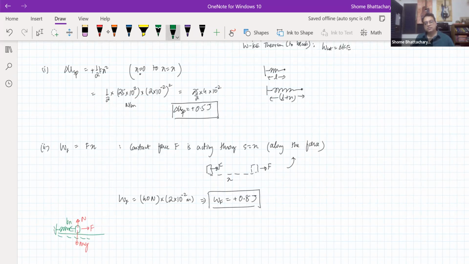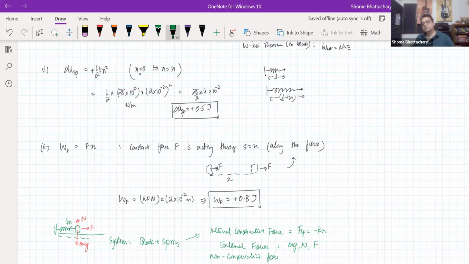Okay. So if we take the system as the block plus spring, in that case, what is happening? The internal conservative force is only one, that is the spring force, which with sign convention is minus kx. External forces are actually 3 in number, but only one is important because 2 of them are not doing work. So external forces are weight, normal reaction, and F. And non-conservative forces are absent. There are none. That's very useful.